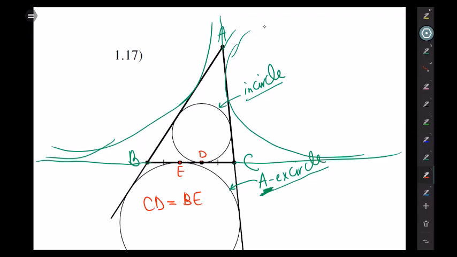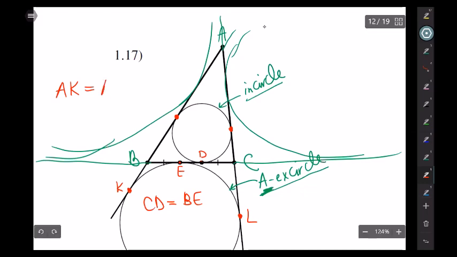Because there are so many tangencies, a tangency point here, a tangency here, we will use the equal tangents. Just use the equal tangent. For instance, as an example, this one is K, this one is L. AK is equal to what in this picture? Yes, AK better be equal to AL.